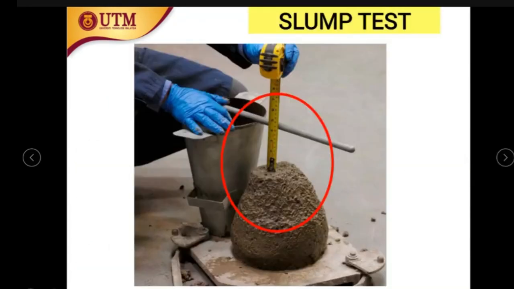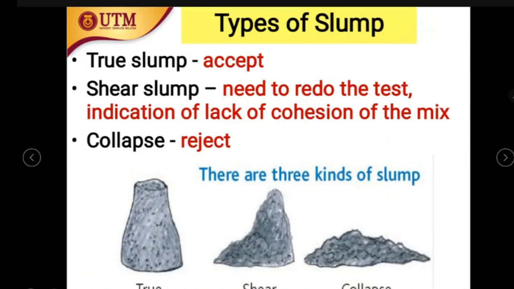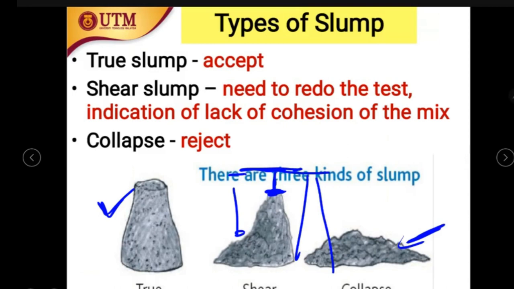So this is a slump test. This is how we get the slump. Basically, there are some types of slump. One is the true slump, which is acceptable. This is good. Sometimes you will get a shear slump, where one part is very high and another part has collapsed. You don't know whether to measure this or this, so you might need to redo the test. This kind of slump is also an indication of the lack of cohesion of your mix. If it is collapsed, then automatically you have to reject the test and redo it.